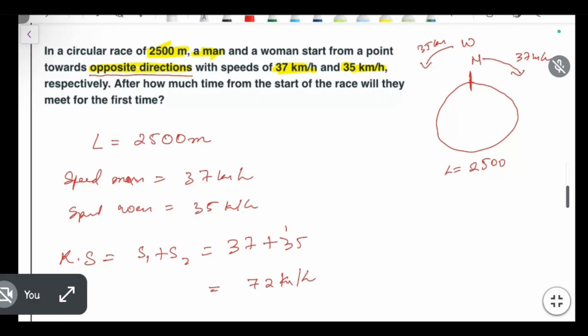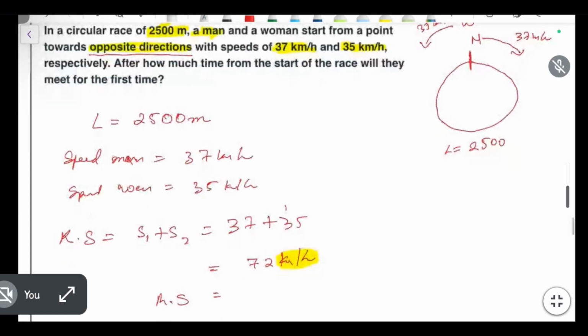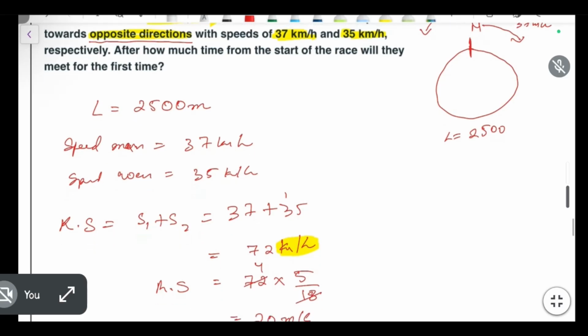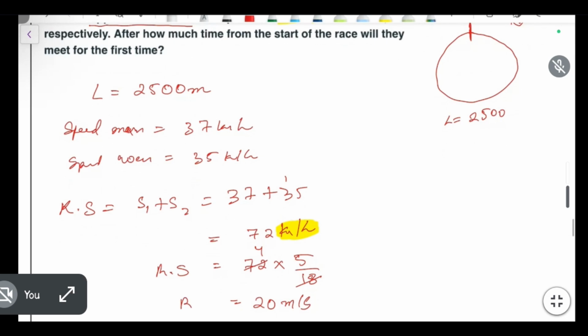But remember, whenever you are doing a question based on circular track or train problem, always convert your unit to meter, okay? That will be much more convenient to solve. So in this case, we have our relative speed in terms of kilometer per hour. I'll convert this one to meter per second, okay? 72 kilometer per hour, if I want to convert it to meter per second, it will be multiplied by 5 by 18. So 18 into how much? 18 into 4 is 72. 4 fives are 20 meter per second. Now our relative speed here is 20 meter per second.